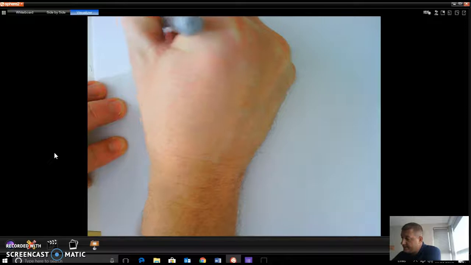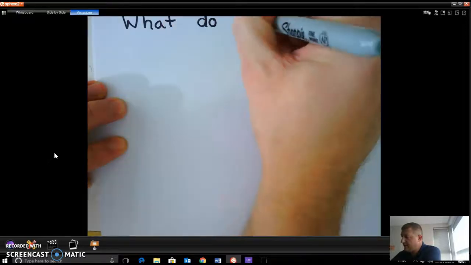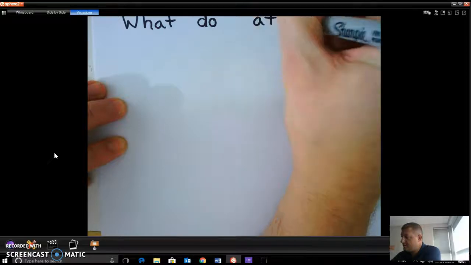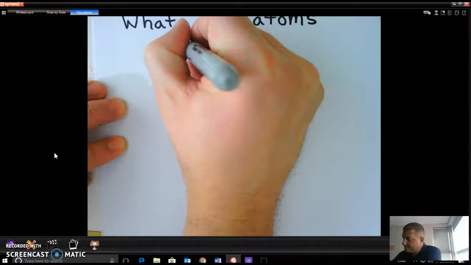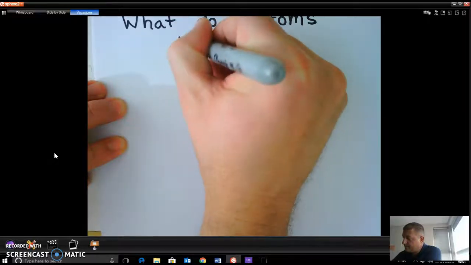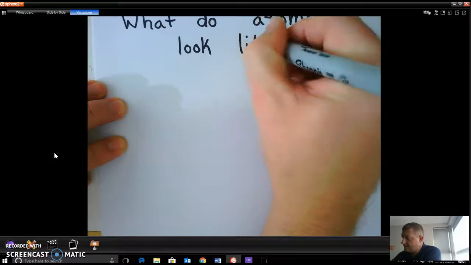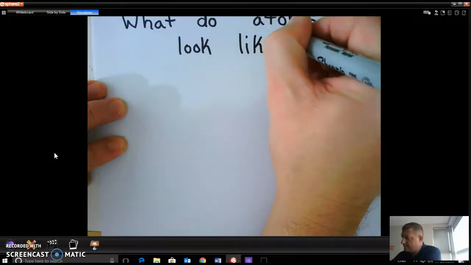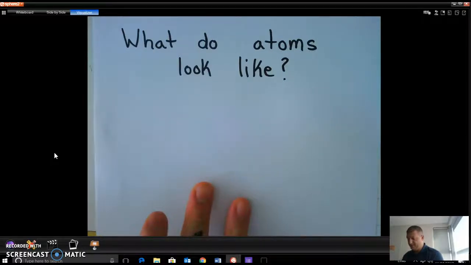What do atoms look like? Let me move it down a little bit.